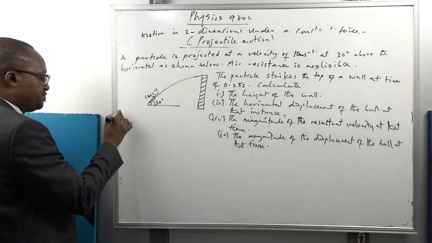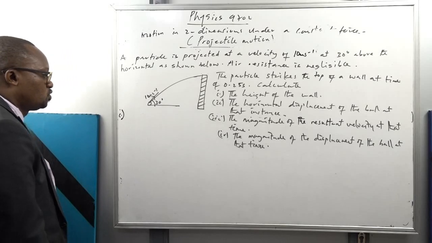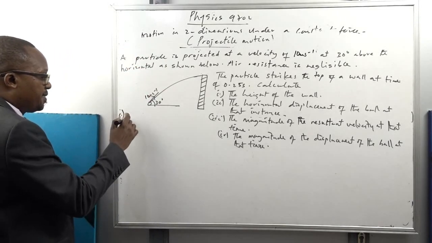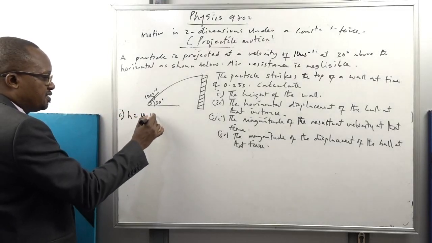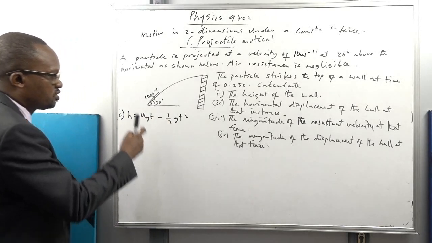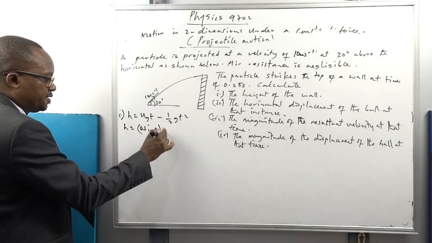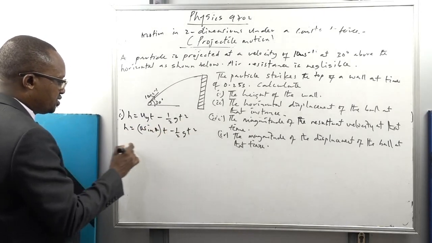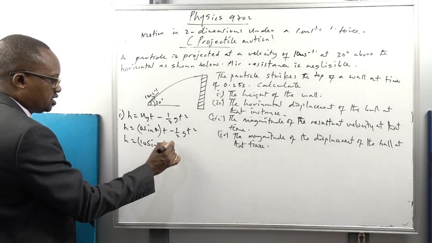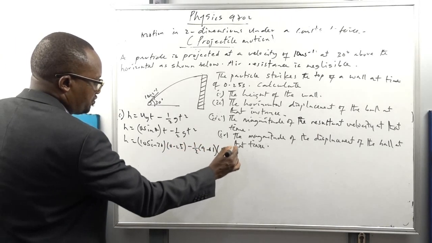Find the vertical height. Vertical height simply means height along the vertical. So using the equation of motion for the component of the motion along the vertical, we are going to have h is equal to uy t minus half g t squared. Uy represents the vertical component of the velocity of projection, which is basically u sine theta. So h equals u sine theta t minus half g t squared. We substitute: u is 10 sine 30, t is 0.25, minus half of 9.81 times 0.25 squared.